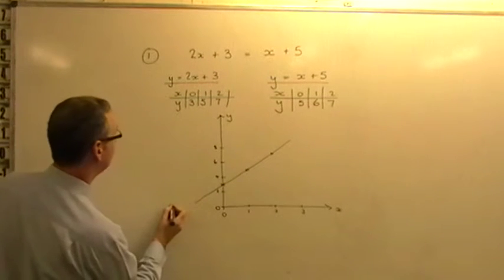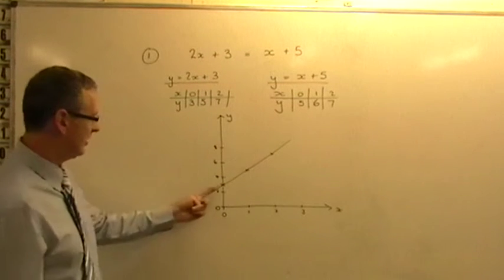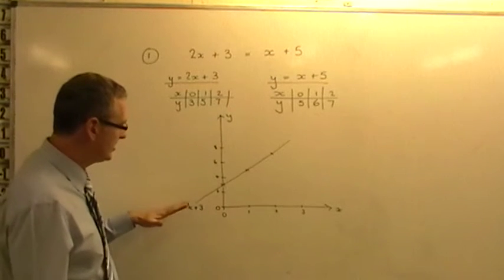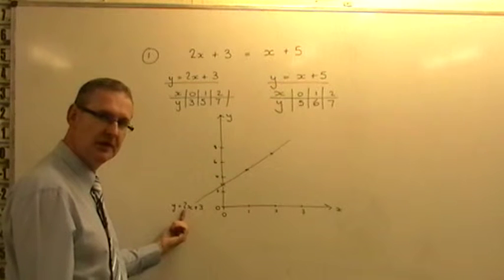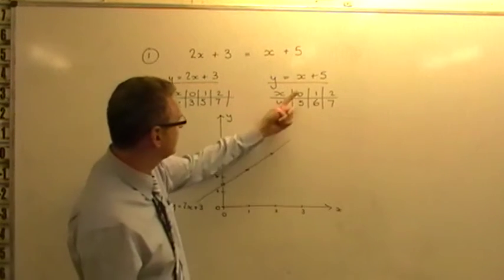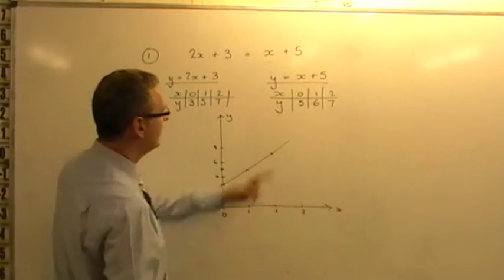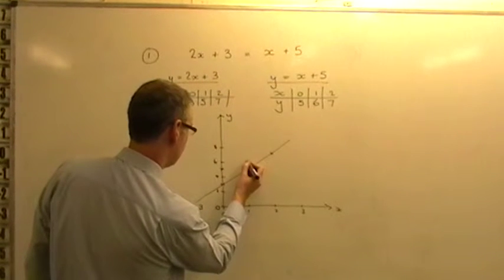Let's label that graph y equals 2x plus 3. You can see it crosses at 3 on the y-axis, plus 3 on the end, and it's a positive slope of 2, which is consistent with the 2 in front of the x. Okay, let's do the second one. The second one is 0, 5. 0, 5 is there. Then it's 1, 6, 1 across and 6 up, which is there.